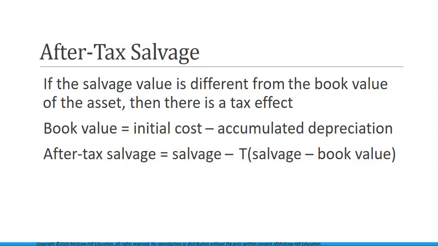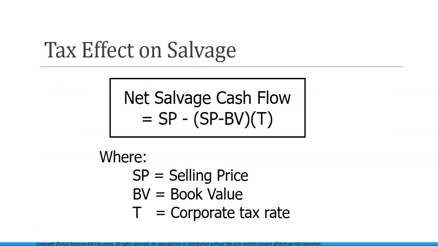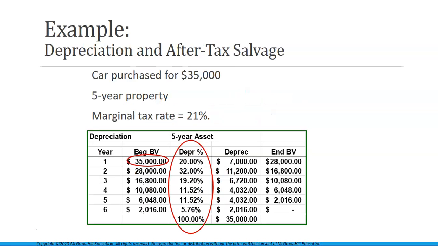So we know that the book value of our equipment is the initial cost of the equipment minus the accumulated depreciation. Our after-tax salvage is the salvage value minus the tax rate times the salvage minus the book value. So let's look at an example for that. The tax effect on salvage is the selling price minus the book value times our corporate tax rate. The next couple of slides have an example of that.